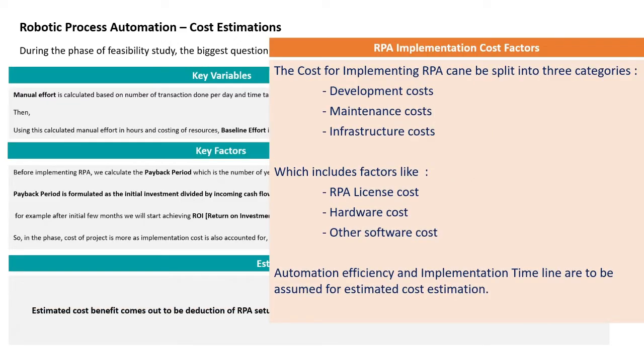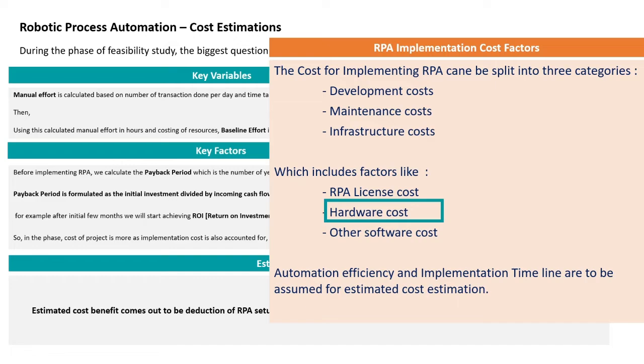Now, coming up to the implementation cost factors. See, there are various factors which contribute to the implementation in the project. So, here to have a better insight, we have split it into three categories: development cost, maintenance cost, and the infrastructure cost. What all is included in it? For example, the RPA license cost will be there. There will be hardware cost, the environment you will be setting up for the build up of the project.